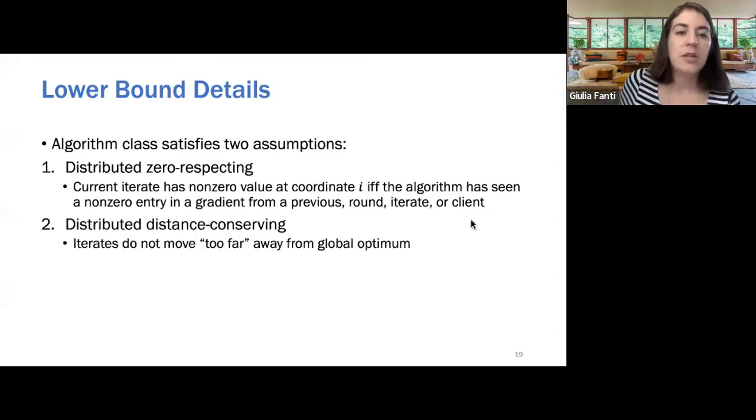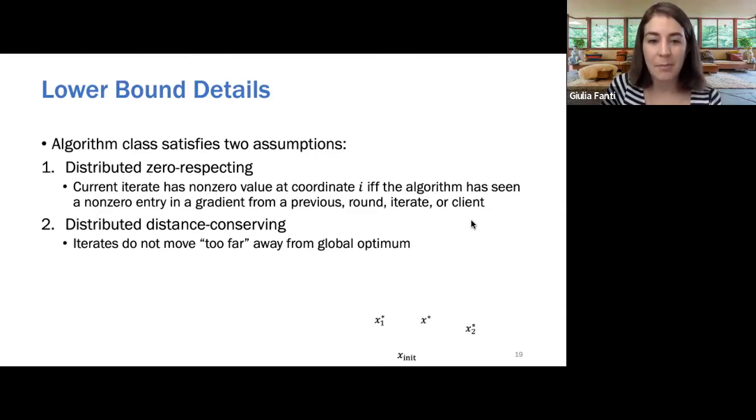The second assumption is that the algorithm class is distributed distance-conserving. So this means that iterates are not going to move too far away from the global optimum. So what do I mean by this? Let's again look at an example with two clients. So here we have x1 star and x2 star, which are the local optima, and x star is our global optimum. And x init is going to be our initialization point.